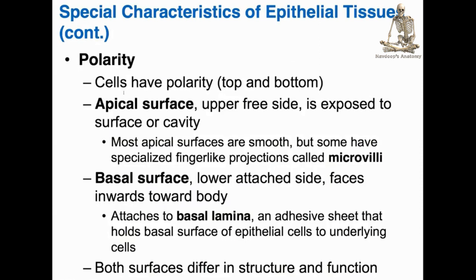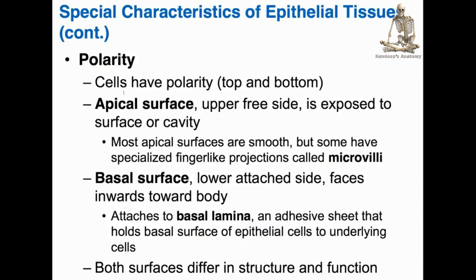Then the opposite polarity of this epithelial tissue is called the basal surface. As you can clearly see, apical is the topmost part, and basal is the down or basement part of the epithelial cells. It is the lower attached side, and it faces inwards and towards the body. These basal surfaces serve the purpose of binding these cells to various other structures or other types of tissues.